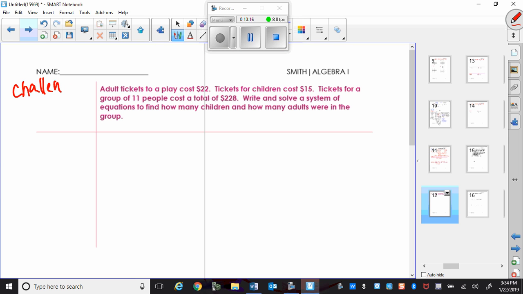Now for the last one, this is a challenge problem. This is a challenge problem, and I want you to try it. It's very, very tricky, and it's not going to count against you, okay? And we'll check it in class.